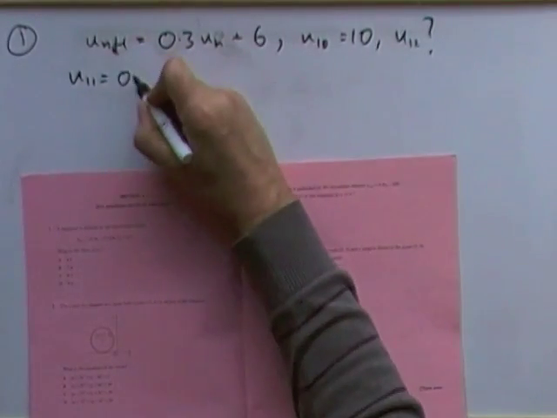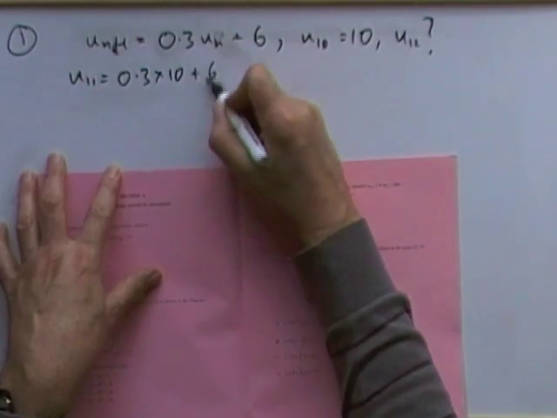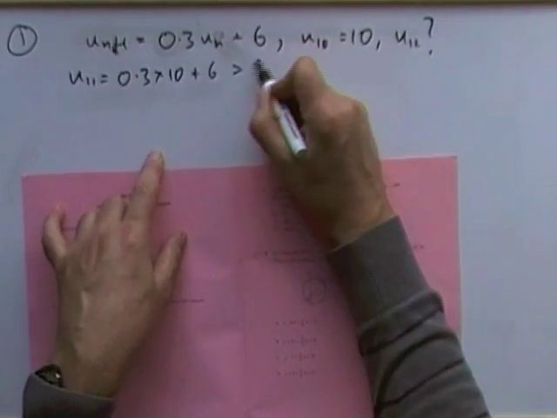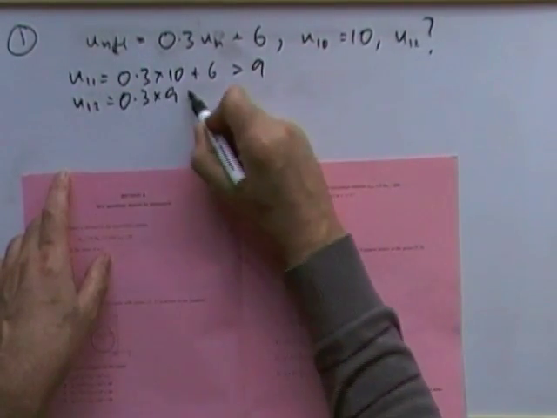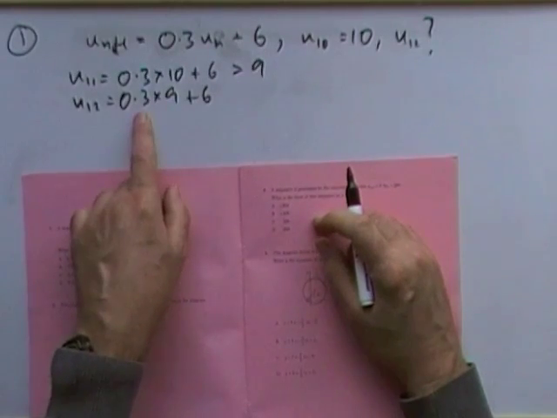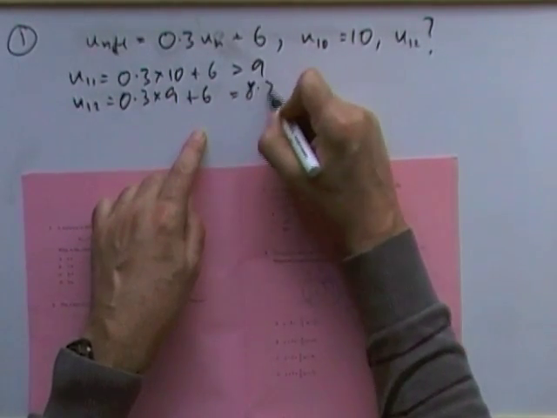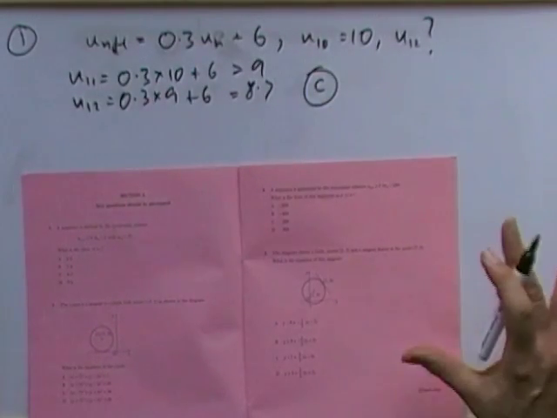And the formula says I do 0.3 times the term you're at plus 6. 10 times 0.3, move the point forward, that's 3, and 6 makes 9. U12, that'll be 0.3 times 9 plus the 6. 9 3s are 27, move the point forward 1, 2.7 plus 6, 8.7. Answer C. Easy start.